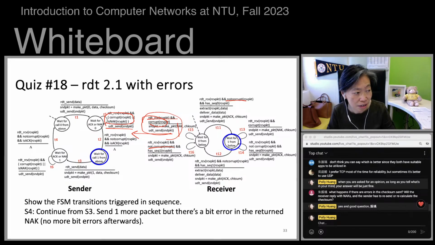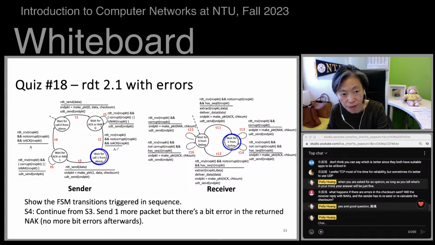Here at the receiver, we'll pass the corrupt check and finding that the sequence number is 0, we extract data and send back a real acknowledgement. That will come back here and trigger T2. And we converge to steady state. As you can see, Polly is drawing on quiz 18. So let's do it one more time.